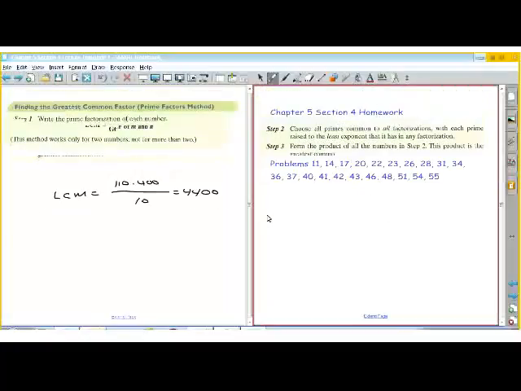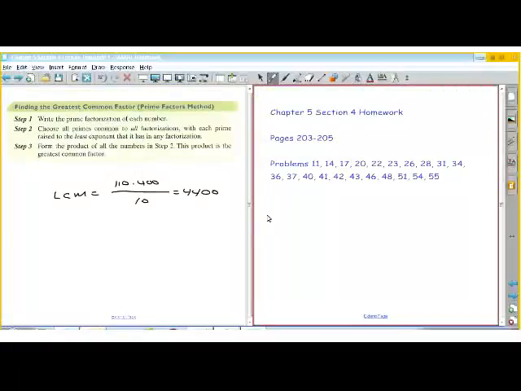Yeah, there's one more. I'm going to go ahead and assign these right now. So these will be due, I guess, Wednesday after Thanksgiving.